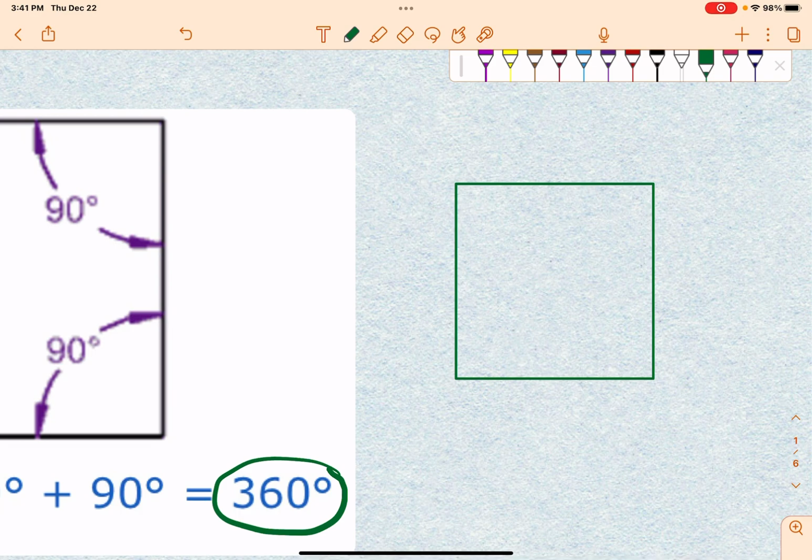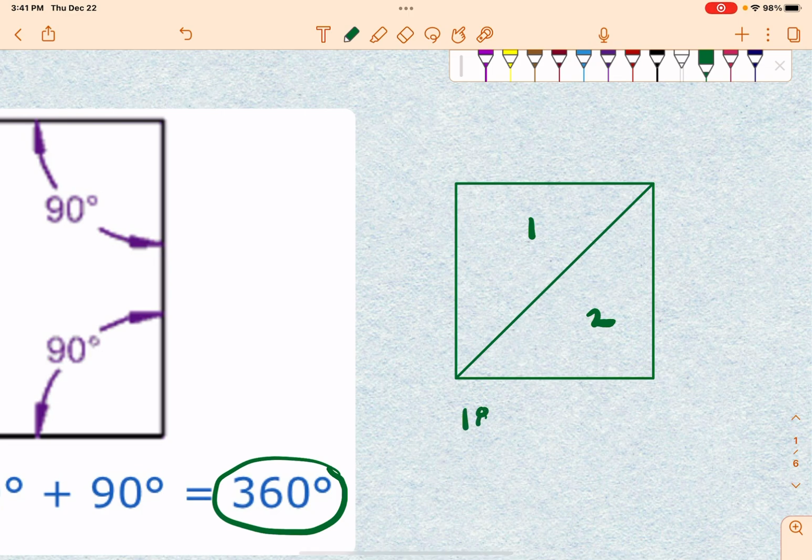So here's a square, and I want you to consider what happens if I draw a line here. If I draw a line here, I have one triangle that's up here and a second triangle that's down here. So if each triangle is 180 degrees, then it's going to total 360 degrees altogether.